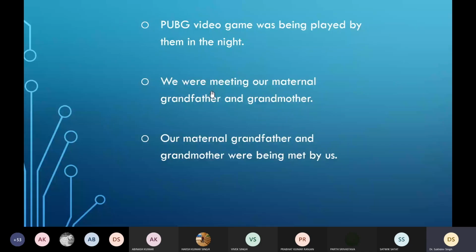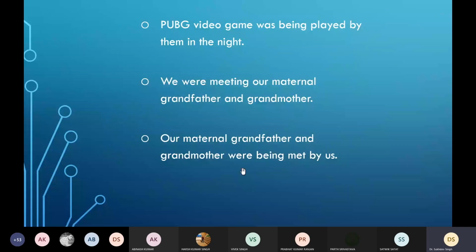Now let's have a look at the second sentence. We were meeting our maternal grandfather and grandmother. Now, our maternal grandfather and grandmother, as object in the first sentence, is placed in the place of the subject. Our maternal grandfather and grandmother. Here, because we was used, that's why were is used. Here, grandfather and grandmother, 1 plus 1 become 2. That's why it is plural. The subject is plural because two people are being talked about.